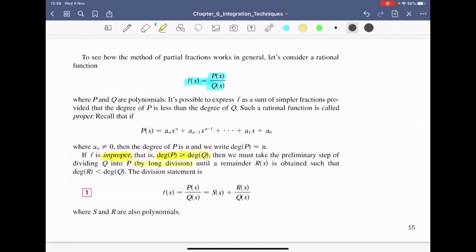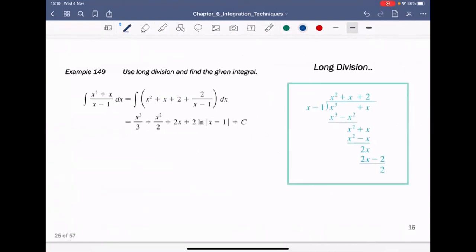If you apply the long division, the improper rational function is going to reduce to a proper rational function. So if you have p(x) over q(x), this is your improper rational function. If you do the long division, you can break it into s(x) plus r(x) over q(x), where the degree of r is less than the degree of q. For example, let's look at this example.